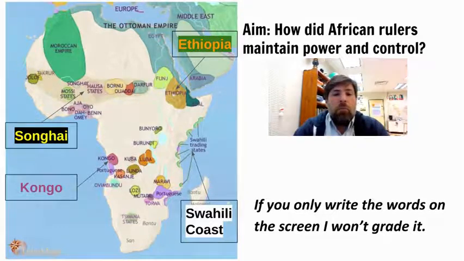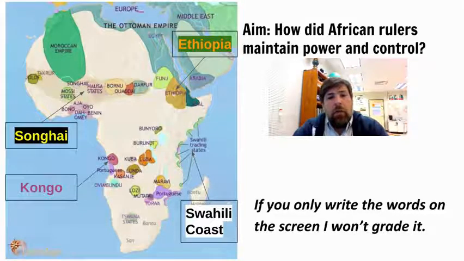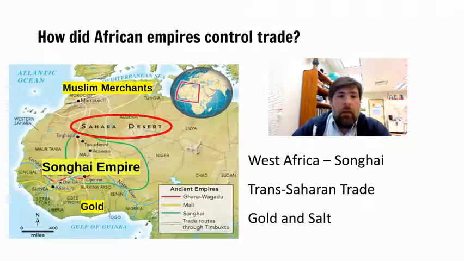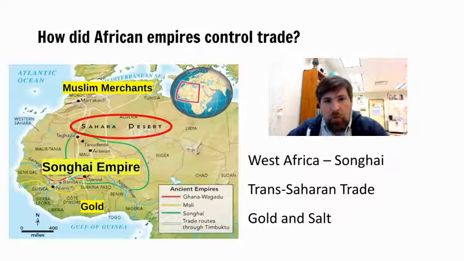These are the 4 places in Africa that we're going to talk about today: Songhai in West Africa, Congo in Central Africa, Ethiopia in East Africa, and the Swahili Coast, which is also in East Africa. We're going to talk about how African rulers there were able to maintain power and control, and a lot of that had to do with controlling trade.